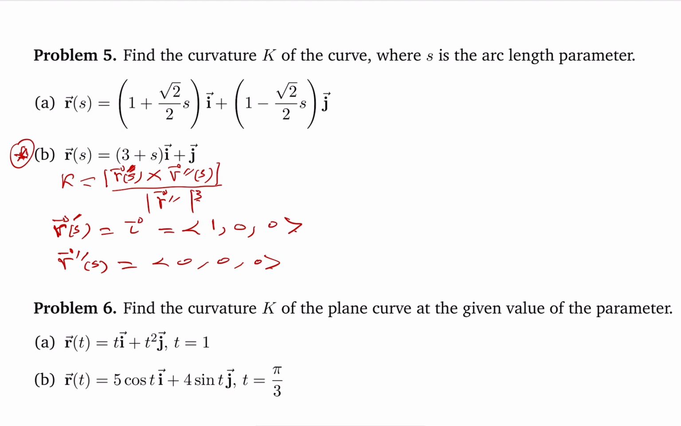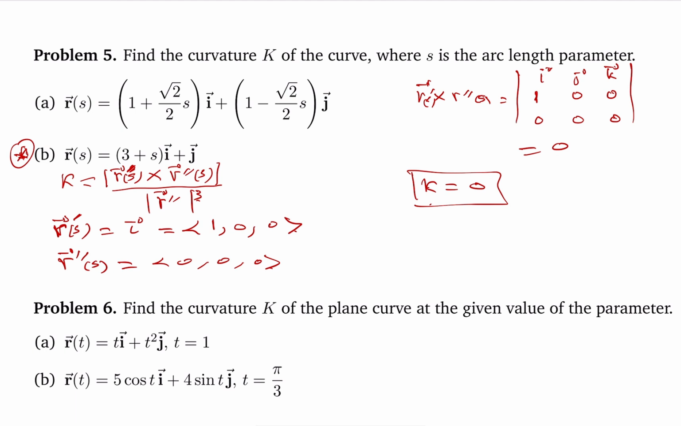And now you take the cross product for this one. If you take the cross product, you will have i, j, and k. Now here you have 1, 0, 0, and 0, 0, 0. So here you can tell everything is 0. So then the curvature K here is just 0. That's it.